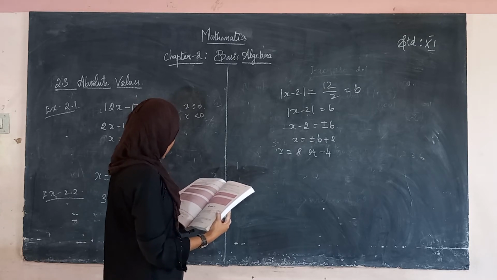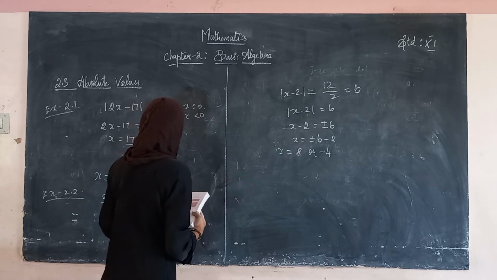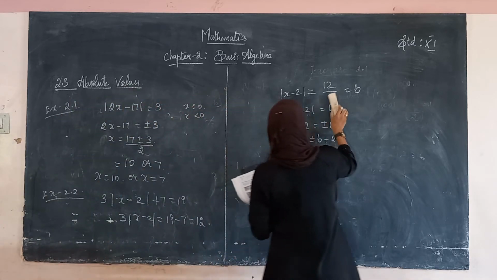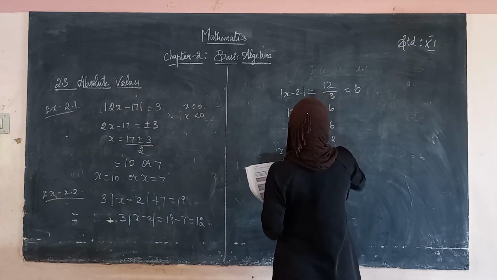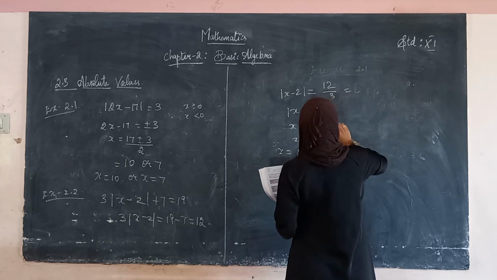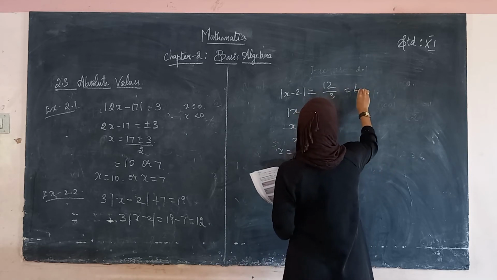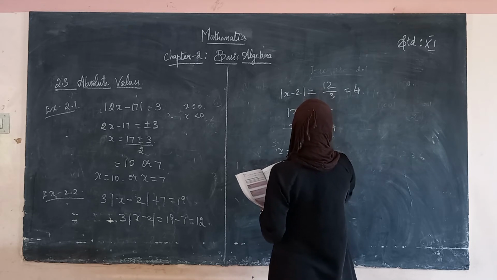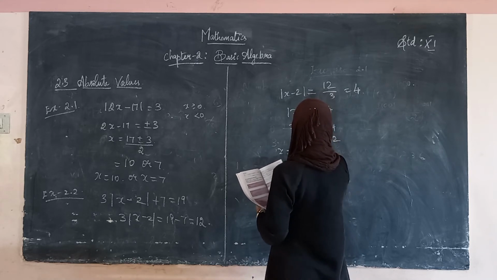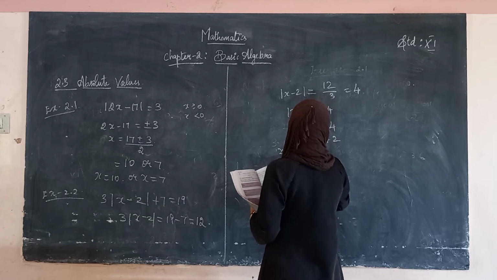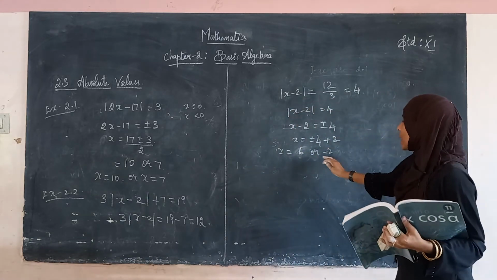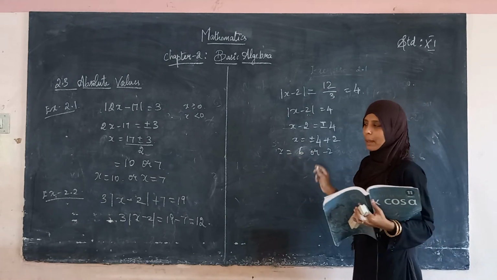Sorry, this is 3 divided by 3. So this is 4. So, this is plus or minus 4 plus 2. 4 plus 2 is 6 or minus 4 plus 2 is minus 2. So, x takes the value 6 or minus 2.